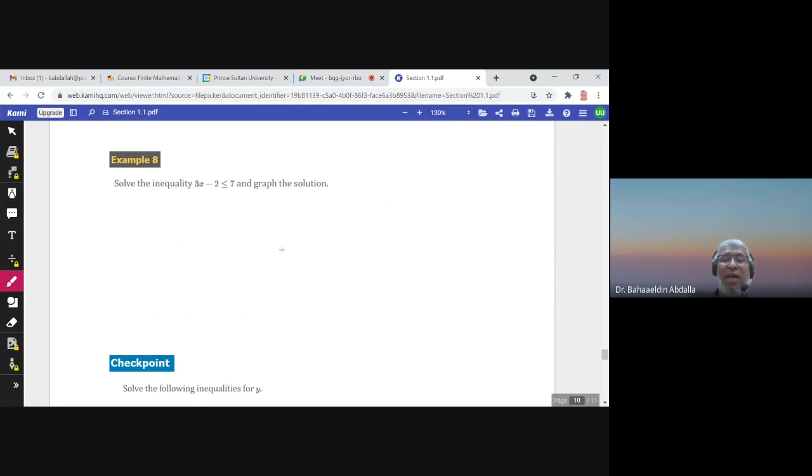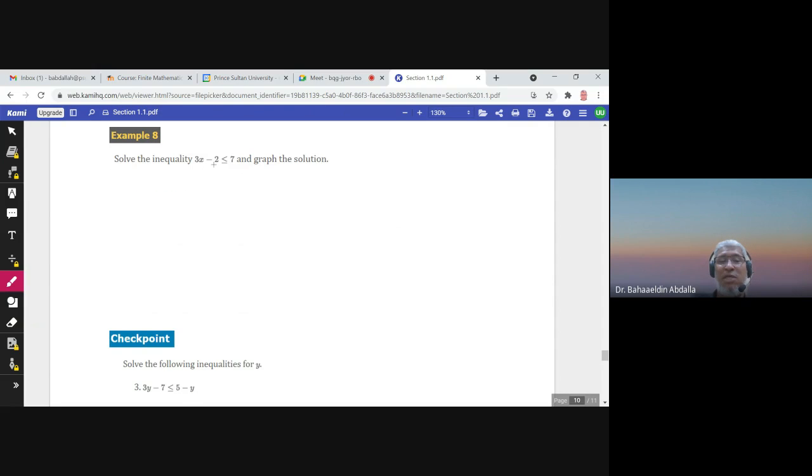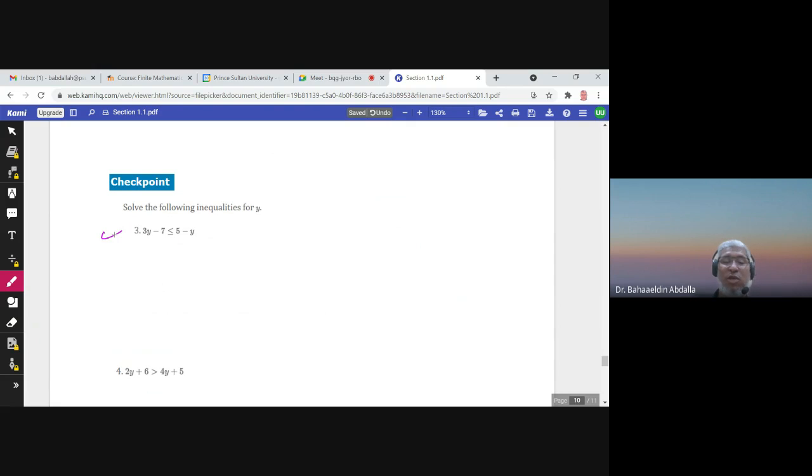Solve the inequality and graph the solution. It is easy. I add 2 to both sides, and then I divide by 3. Graphing means this is x less than 3, so this side, graphing up to -infinity. So what is the solution? From -infinity to 3, and this time I close it because there is equality. Okay, checkpoint, please do this one, and also try to do this one.